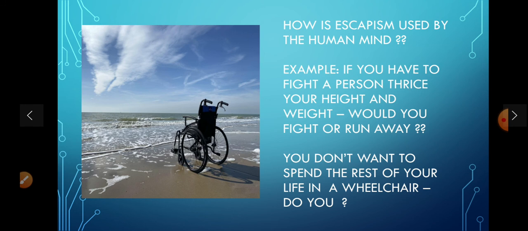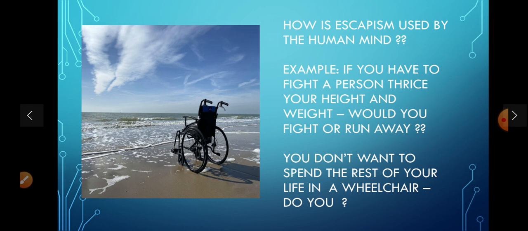For example, if you have to fight a person twice your height and weight, you would fight or you would run away. See, if you run away, people would call you a coward and say that you are a person who cannot face life and cannot face problems. So it's a problem if you run away. But also if you stand there and fight, this person can break your bones. You will have to live the rest of your life in a wheelchair. Do we want to do that? No. I think it's much easier to run away, right?